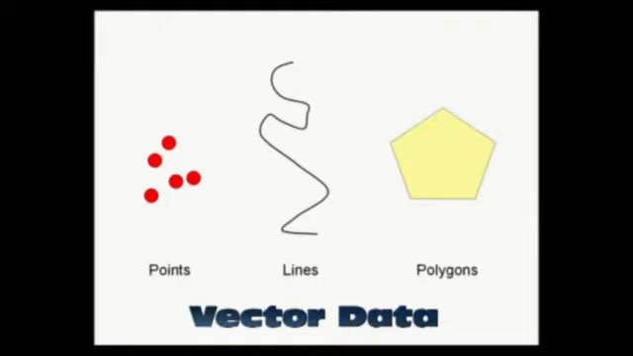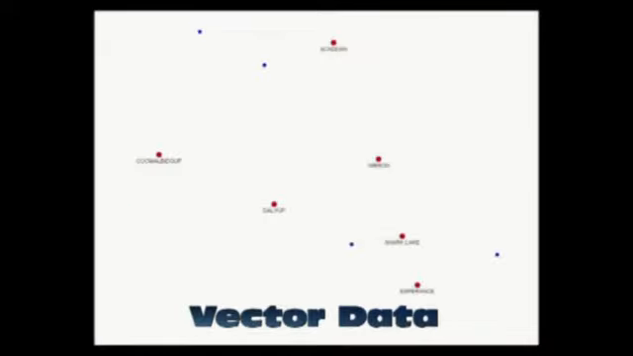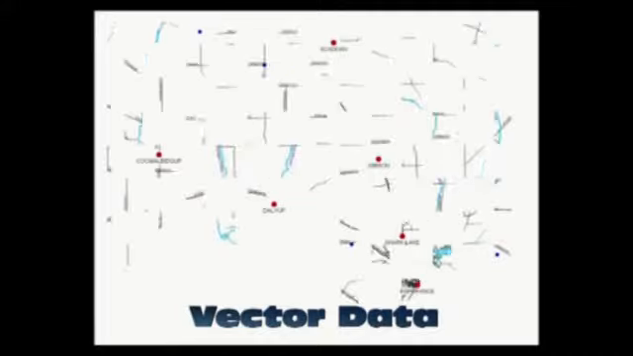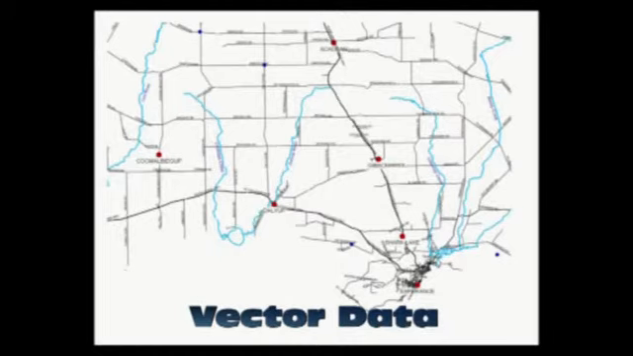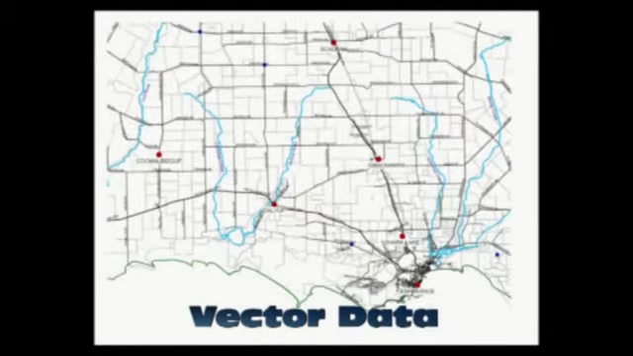Vector data represents geographic features as points, lines or polygons. For example, points are commonly used to represent singular features such as town sites and bore locations. Lines to represent linear features like roads and streams, and polygons to represent areas such as property and administration boundaries.